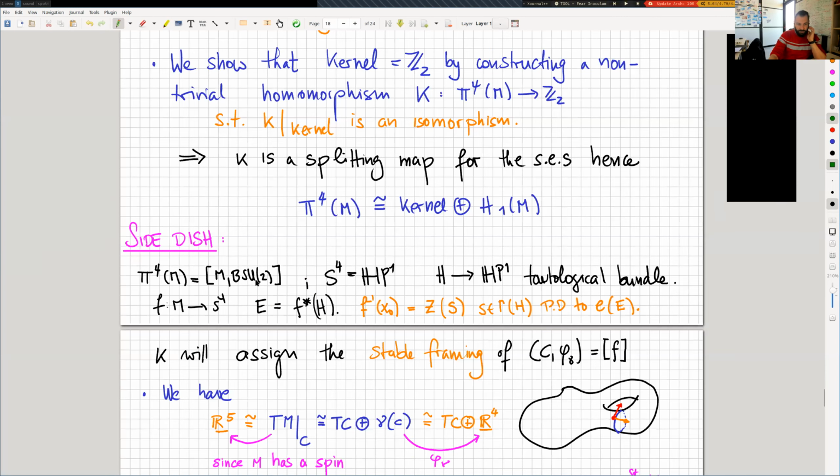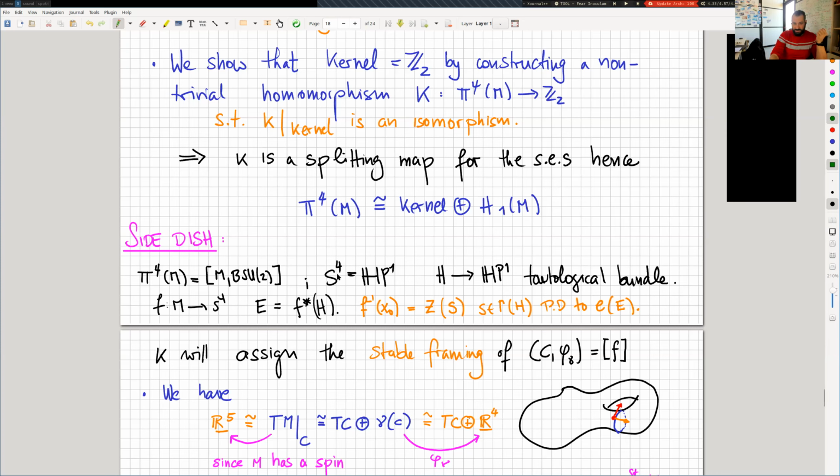In the following way. We know that S4 is nothing else than HP1. This is just the quaternionic projective space of dimension 1, but it's just HP1. And as a projective space, it has a tautological bundle, right? What is the fiber over a point here? A point here is a line in the quaternions, and the fiber over this line consists of just the points of this line itself, right? This is the tautological bundle.